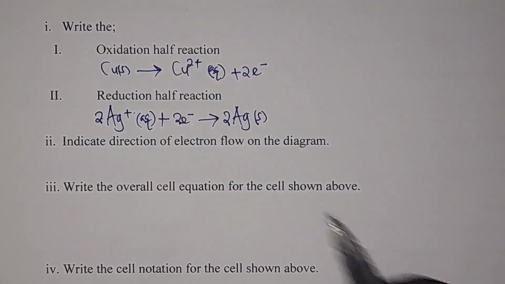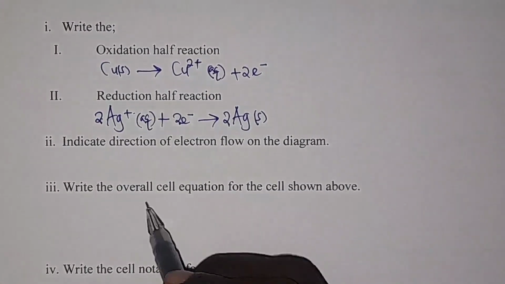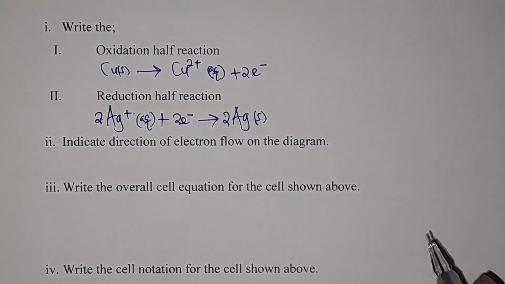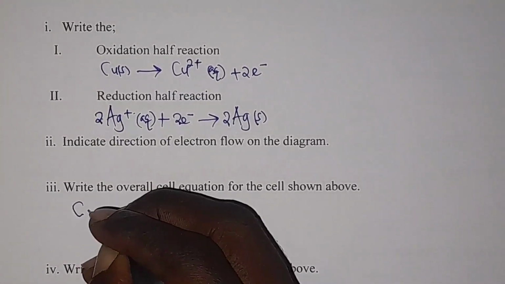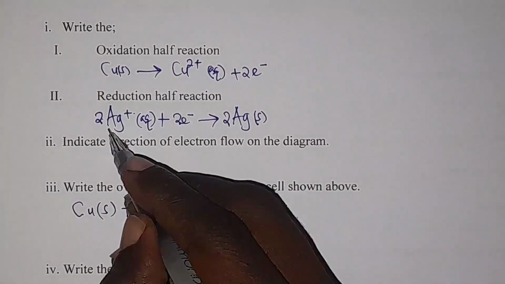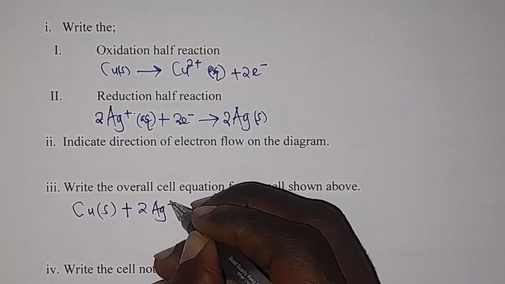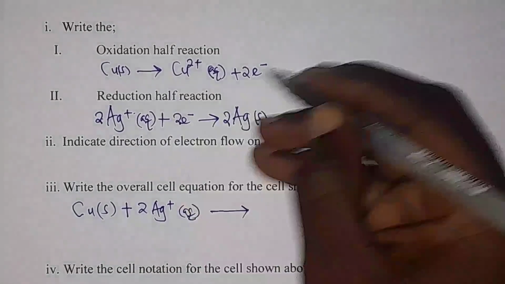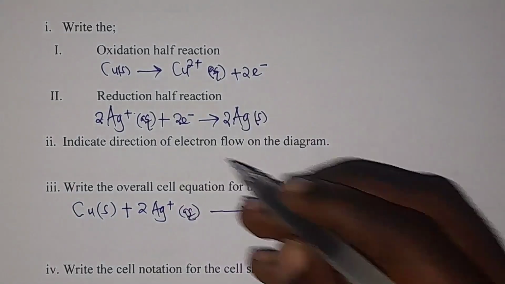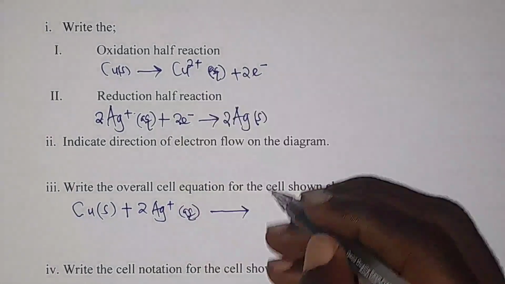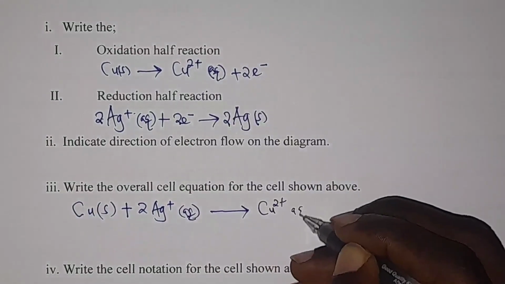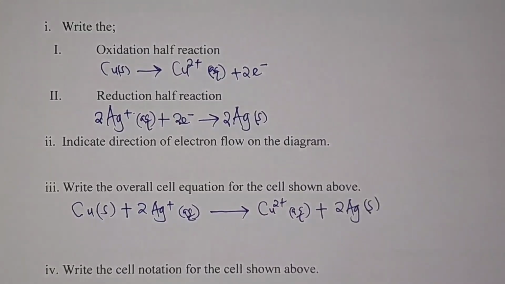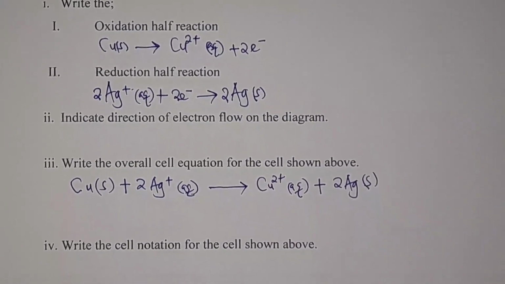For us to do that, it's not a must that we take these two and put them together, summing up as we did in the first part A. But what we can do is write copper solid there, plus 2 silver ions in solution, aqueous. Then these 2 electrons will go out. We will cancel them. Then we have copper 2 ions in solution, plus 2 silver solid. That's how we are going to write our overall cell equation.